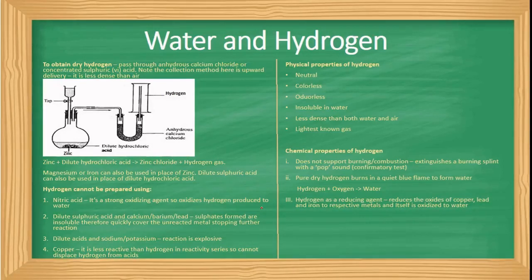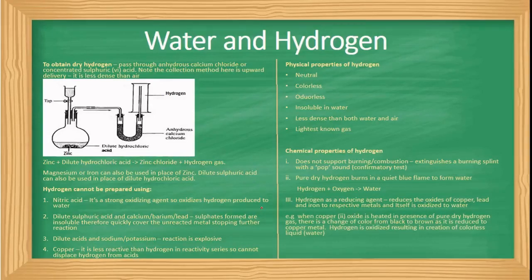Number 3, hydrogen is a reducing agent. It is able to reduce oxides of commonly three metals, that is copper, lead and iron. So these oxides are normally reduced to the metals. So what happens? They are deprived of their oxygen. It is taken away by hydrogen, and they are left as metals, while the oxygen that hydrogen takes combines with it to form water. So it reduces these 3 metal oxides to the respective metals, and itself it is oxidized to water.